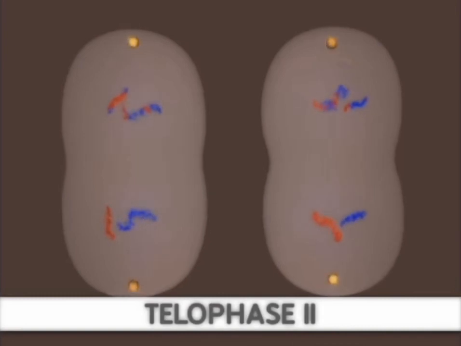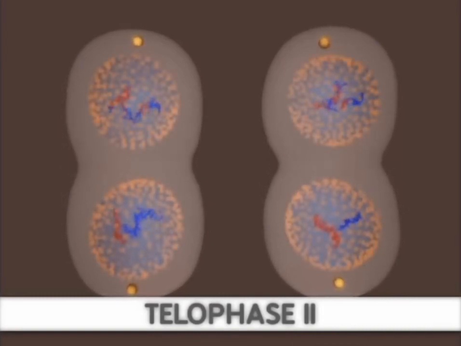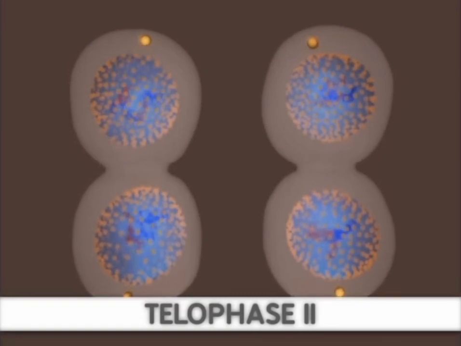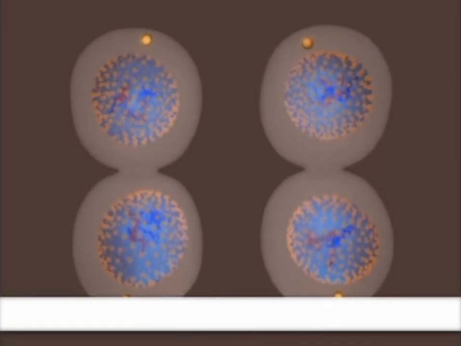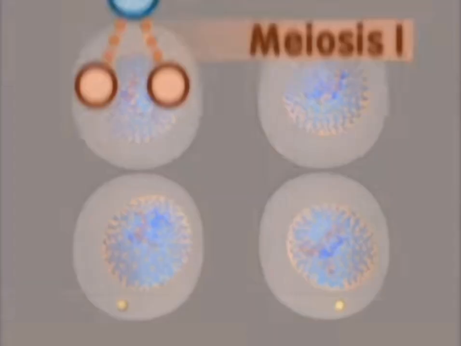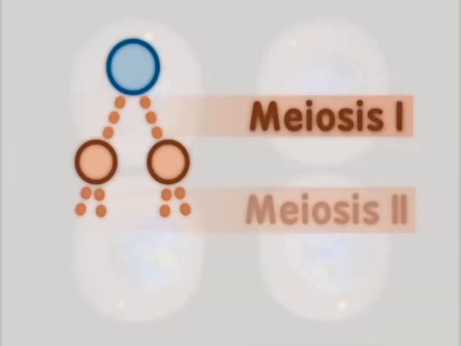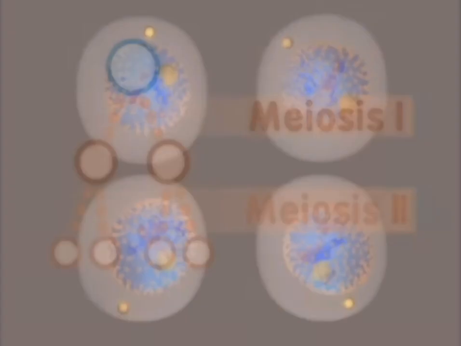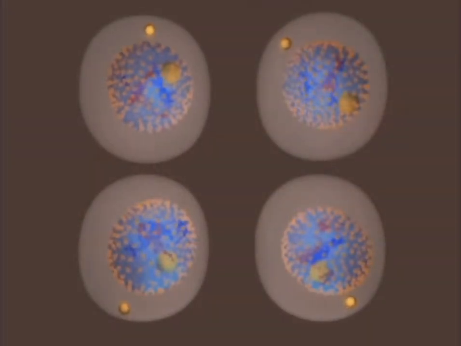In Telophase 2, the nuclear membrane reforms and the cytoplasm is divided into the two haploid daughter cells. This division is called cytokinesis. Since meiosis 2 began with two cells, and each of those cells were split into two cells, we now have four unique haploid cells at the end of meiosis.